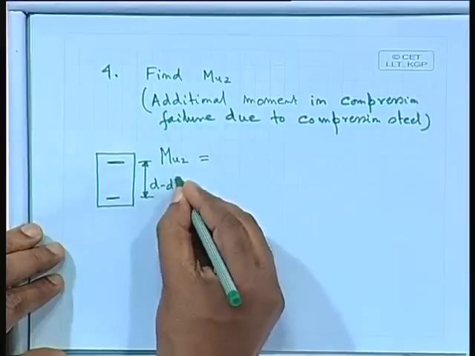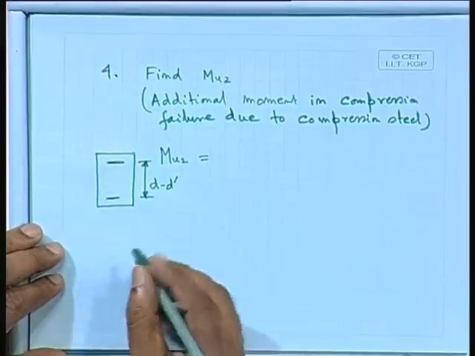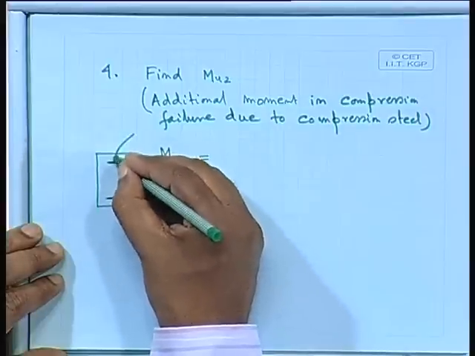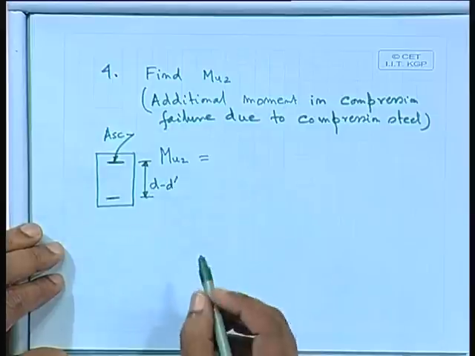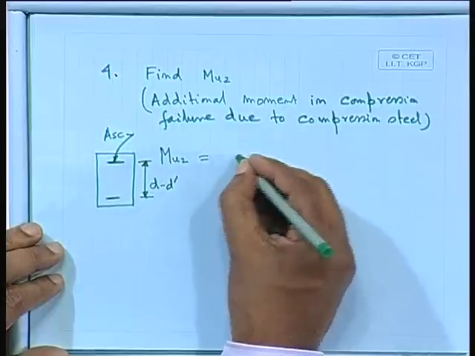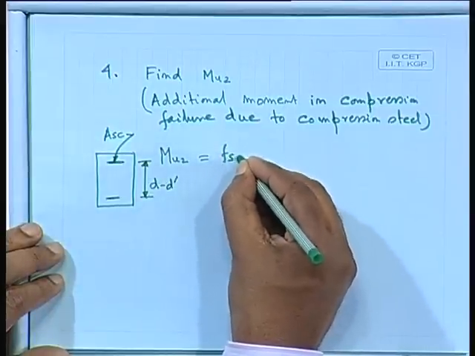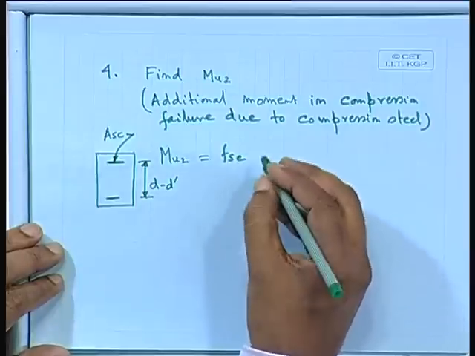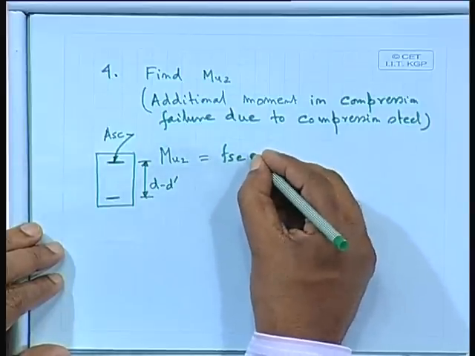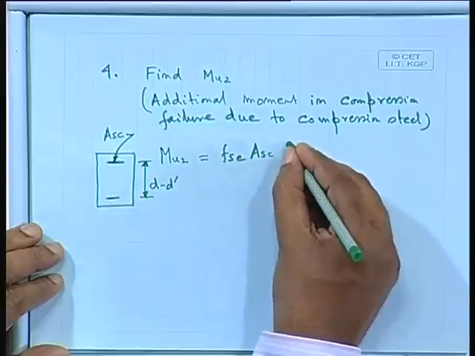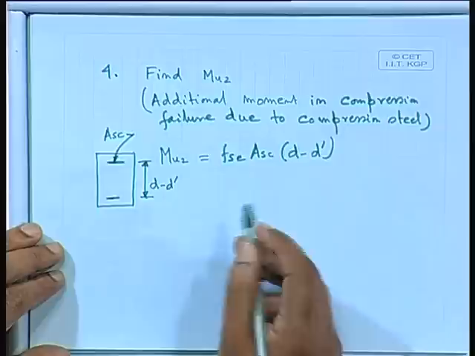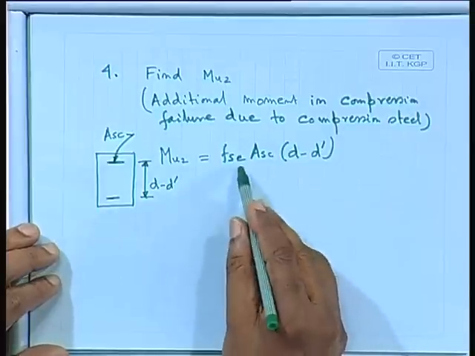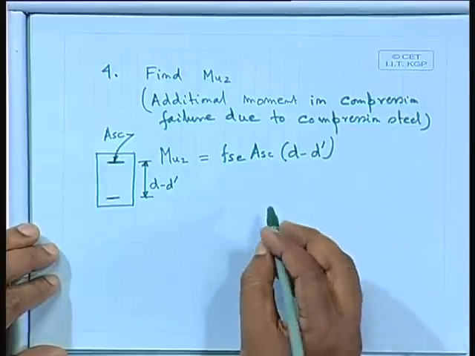This length is d minus d dash. So MU2 is equal to FSC, which you have got from the strain, times ASC, the force, times the lever arm, which is always d minus d dash. MU2 equals FSC times ASC times d minus d dash.